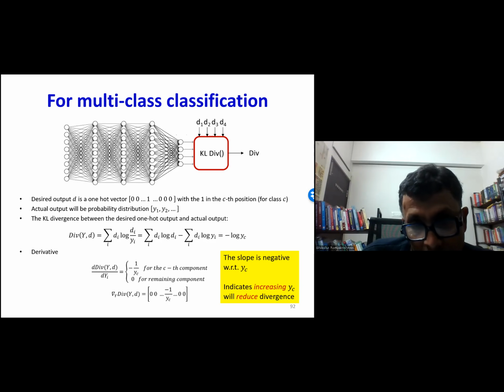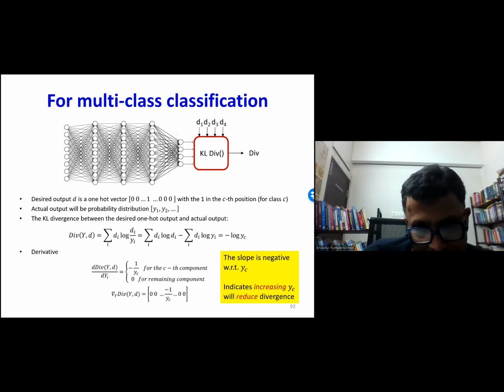The second term, for the non-target classes, di is going to be 0, so they won't figure in this final formula. For the target class alone, di is going to be 1. And so this entire formula is just going to end up with one term, which is minus the log of the probability assigned to the target class. That's going to be your KL divergence. Is that making sense?